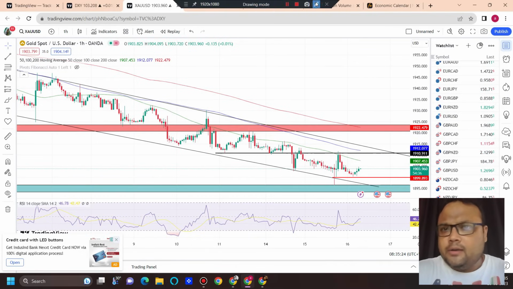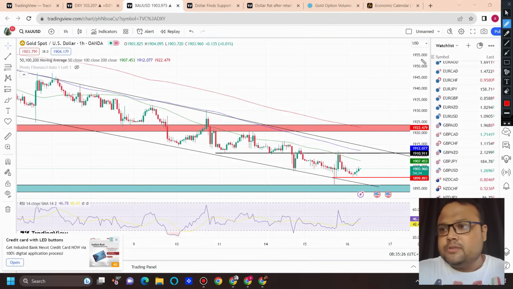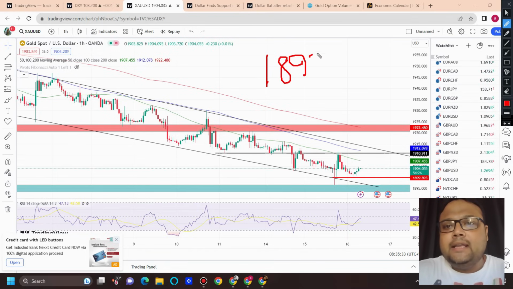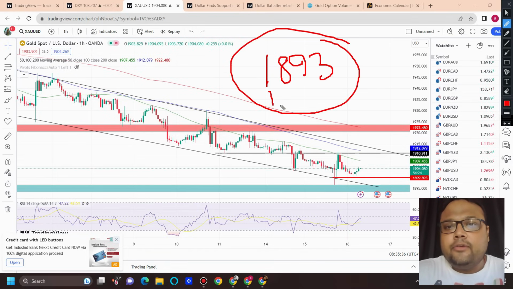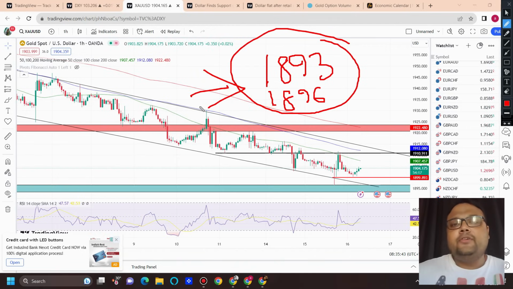Before the news, in case the market drops, our previous levels are still very much intact. The previous level of 1893 to 1896, I told you guys that this is a support zone, and yesterday we got to see a perfect bounce. The 1893 to 1896 support level is still very much present. Before FOMC, if the market drops, observe the market around this area. Hopefully there will not be crazy volatility. Under normal circumstances, you can expect the market to take support around this area.